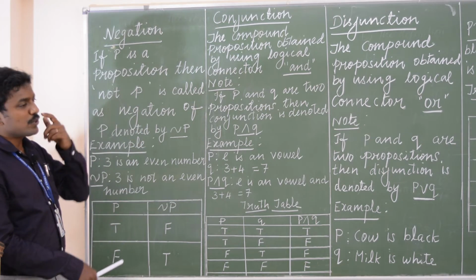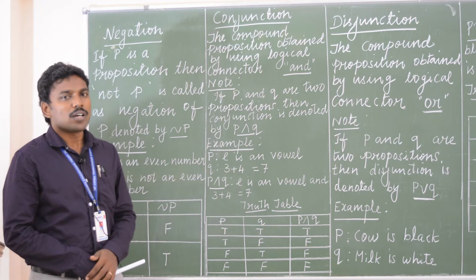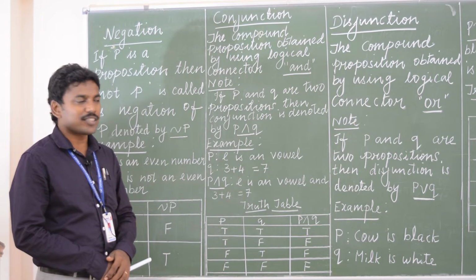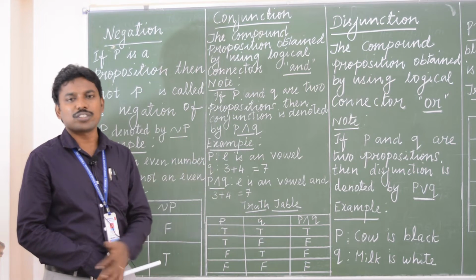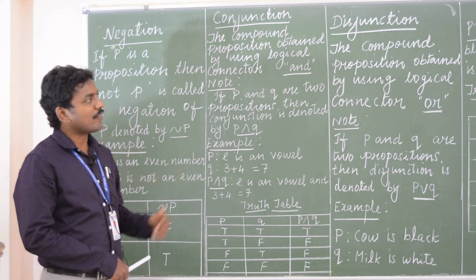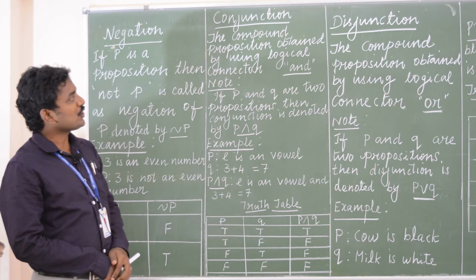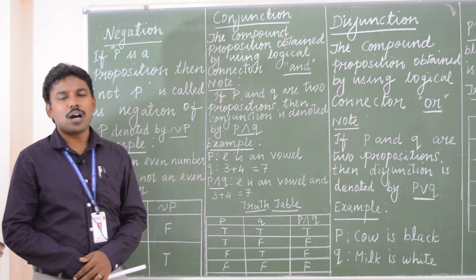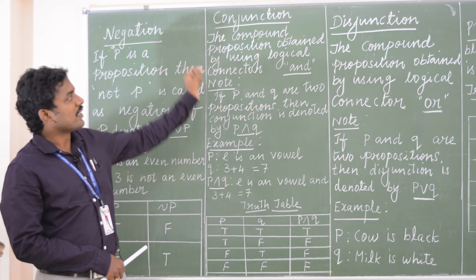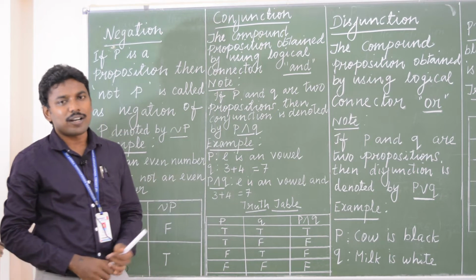Okay, now let's come to the types of compound proposition. The first one is conjunction. As I told you, a compound proposition is a connection of simple propositions by using the logical connectors: and, or, if then. There are many logical connectors. For your syllabus there are 4 logical connectors, therefore there are 4 types. The first one is conjunction. In conjunction, we combine 2 or more propositions by using the logical connector AND. The compound proposition obtained by using the logical connector AND is called a conjunction.